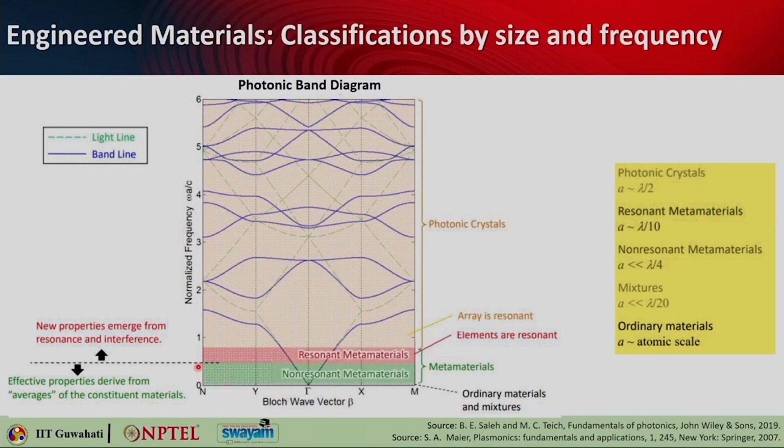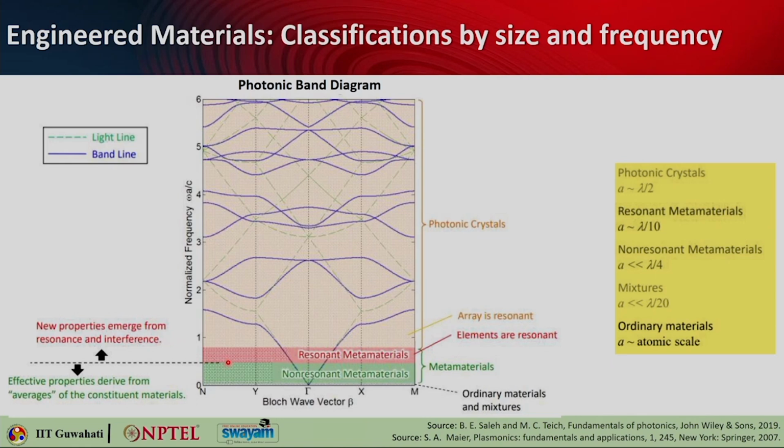Up to the point where the normalized frequency is typically half, below this you can say the metamaterials are non-resonant metamaterials. That means the effective properties are derived as an average of the constituent materials, and above this dashed line, the new properties emerge from resonance and interference effects.